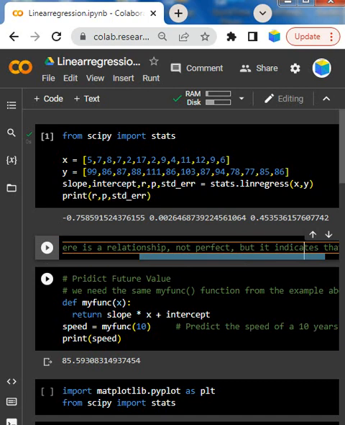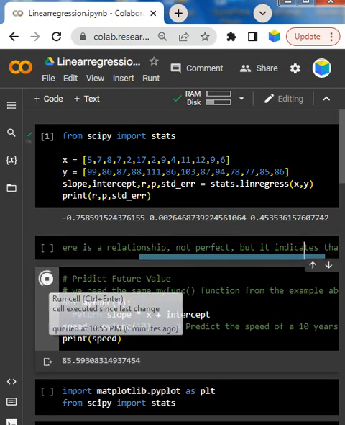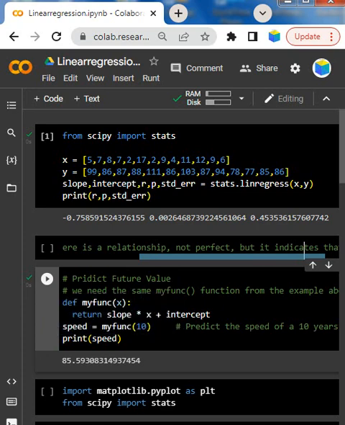So now to predict a future value, we need to create a function. Define my func of x as this and return slope times x plus intercept. This one is the intercept point that we will describe in the figure. Now I am taking one variable speed, my func of 10, to predict the speed of the 10 years, and print speed. Let's try it this way.